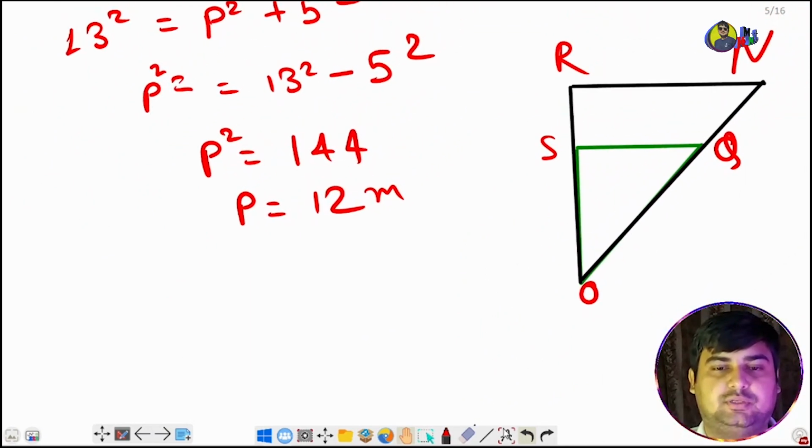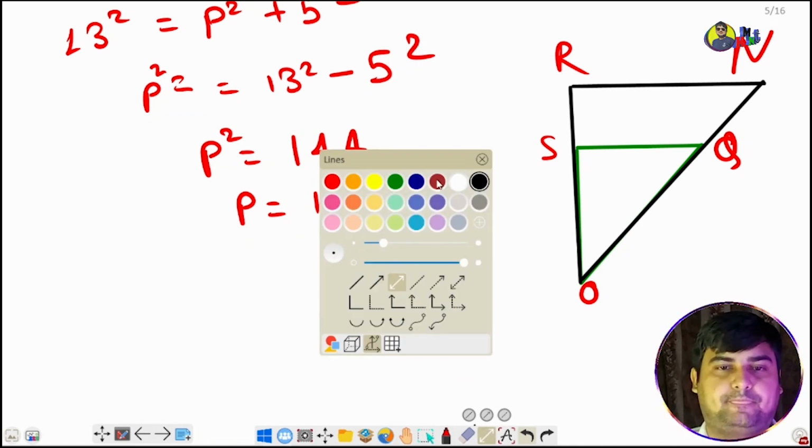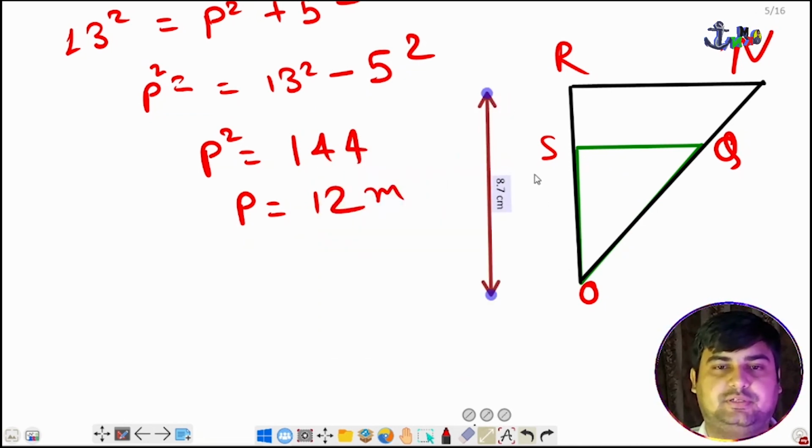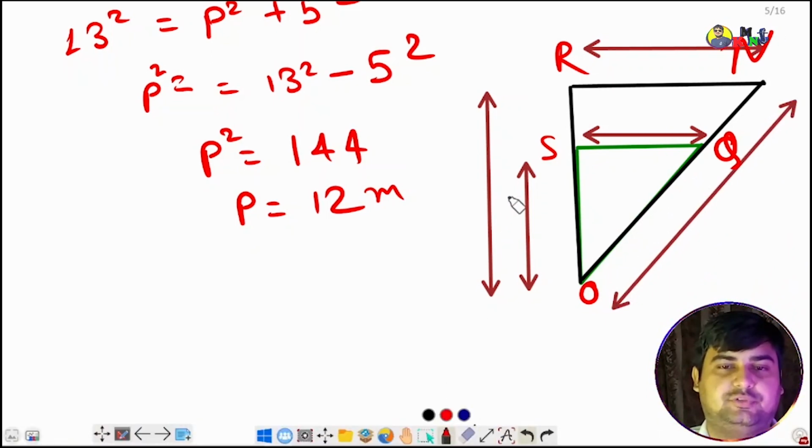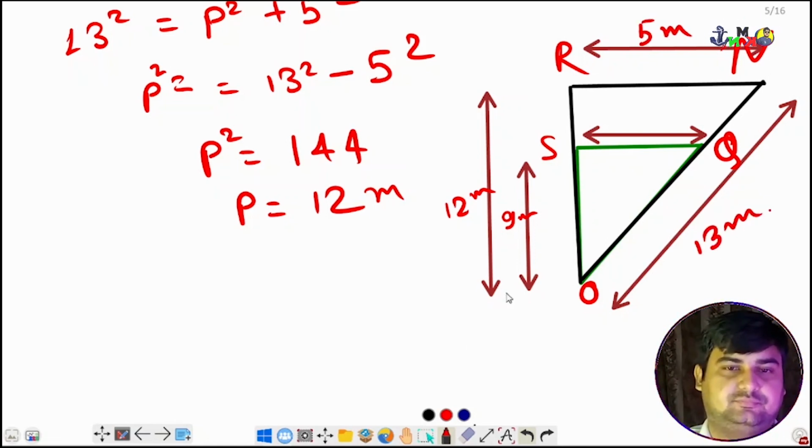And we know that this is 12 meters. This we know is 12 meters, and this we know is 9 meters. This is 5 meters, so we can find out this. And this also we know, this is 13 meters. Okay, so what all we know we will write. This is 9 meters, this is 12 meters, this is 5 meters, and this is 13 meters.